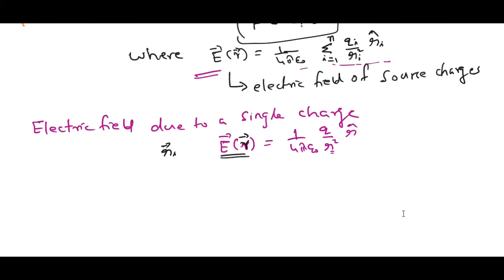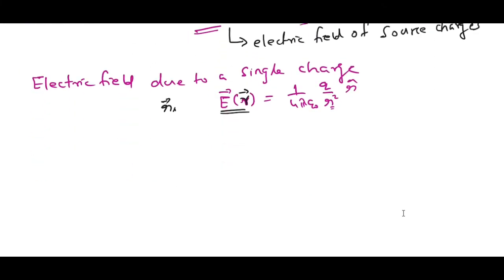Now let us examine this equation, F is equal to Q into E. Then what is the definition of the electric field? From this expression I can write the electric field as E is equal to F by Q. One can define the electric field in this way. Electric field is nothing but force per unit charge.